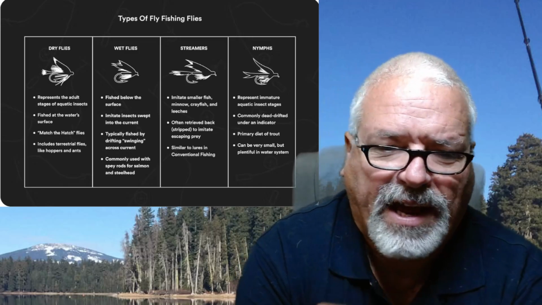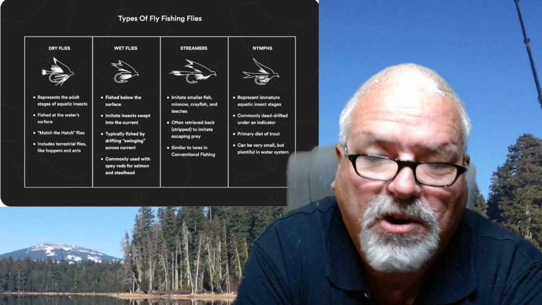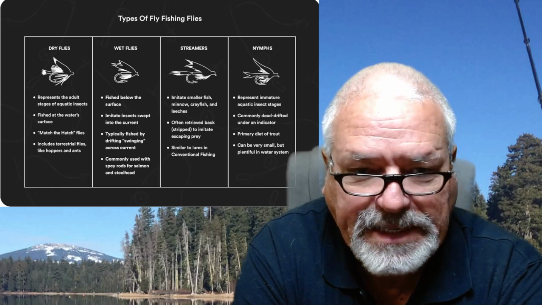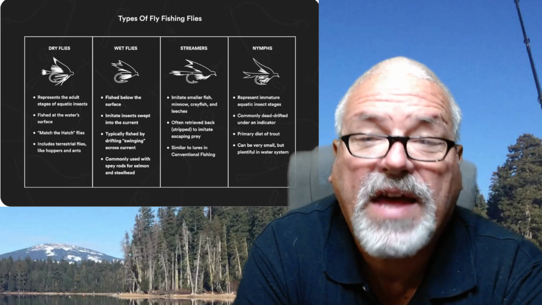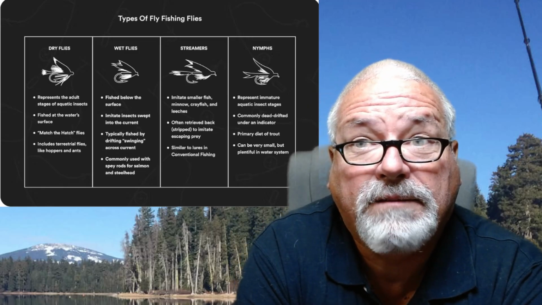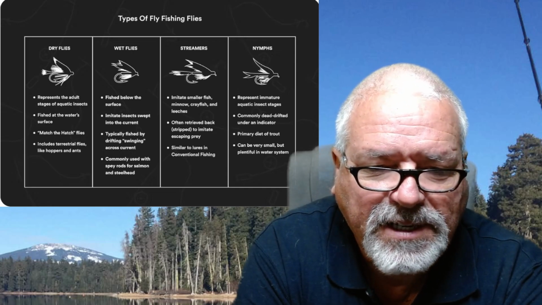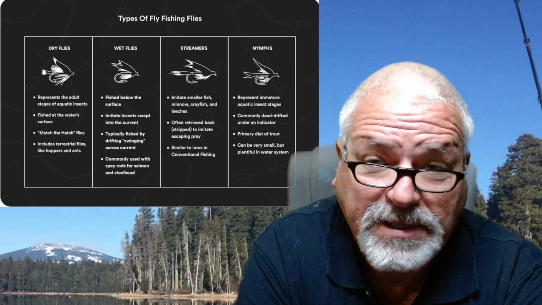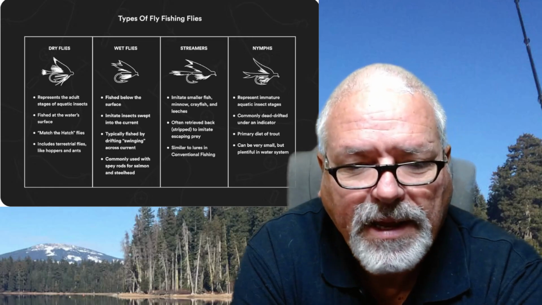So the dry flies represent the adult stages of aquatic insects. Fished at the water's surface, match the hatch flies. So I guess you should know what flies are flying around in your neck of the woods. This includes terrestrial flies, those are the ones that actually fly, like hoppers and ants.